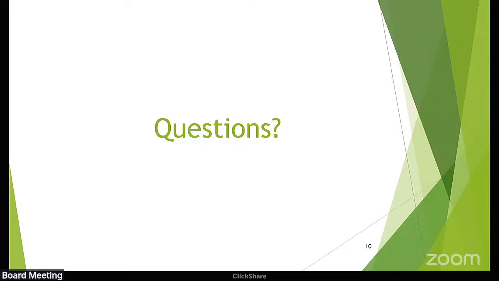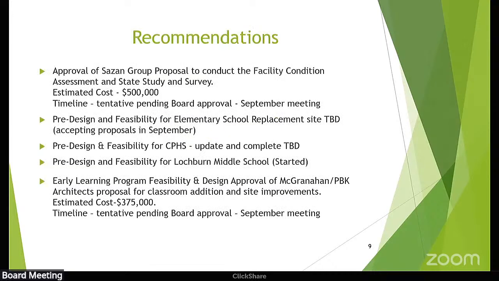Thank you for that presentation. My first question is on page 9. I noticed that the way in which the projects are laid out is different. On slide 8, you've got Lockburn, then Clover Park modernization, then the elementary school replacement, and then early childhood. And then on slide 9, it begins with the elementary school replacement. Is that intentional? No, that's just probably how I laid them out.